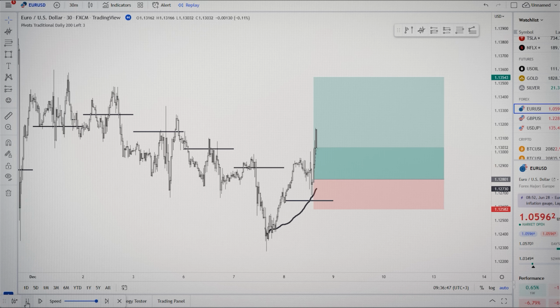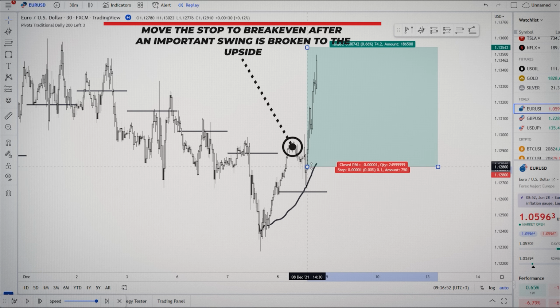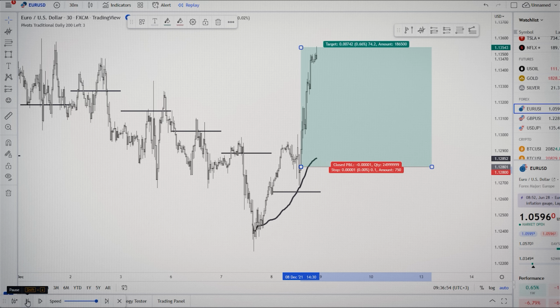As price broke this swing, we remove the risk from the trade, and we move our stop to our entry point.